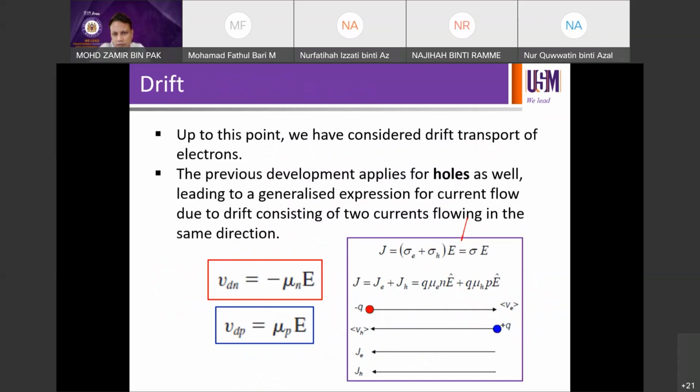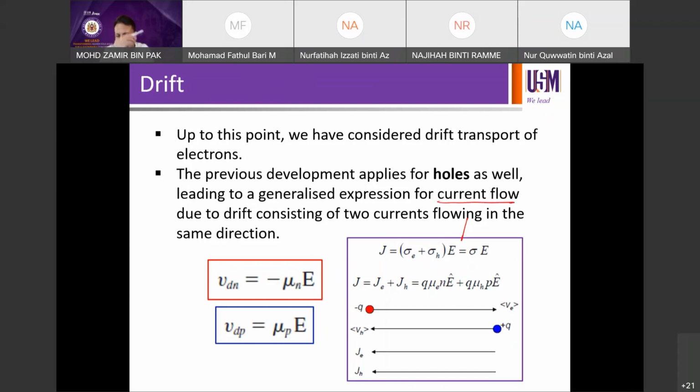So up to this point, we have considered drift, transport of electrons. We have discussed that drift will be there if an electric field is around, or an electric field is applied, or imposed to the semiconductor material. So the previous development applies for holes as well. It's not only for electrons, it's also for holes, leading to a generalized expression of current flow due to drift.